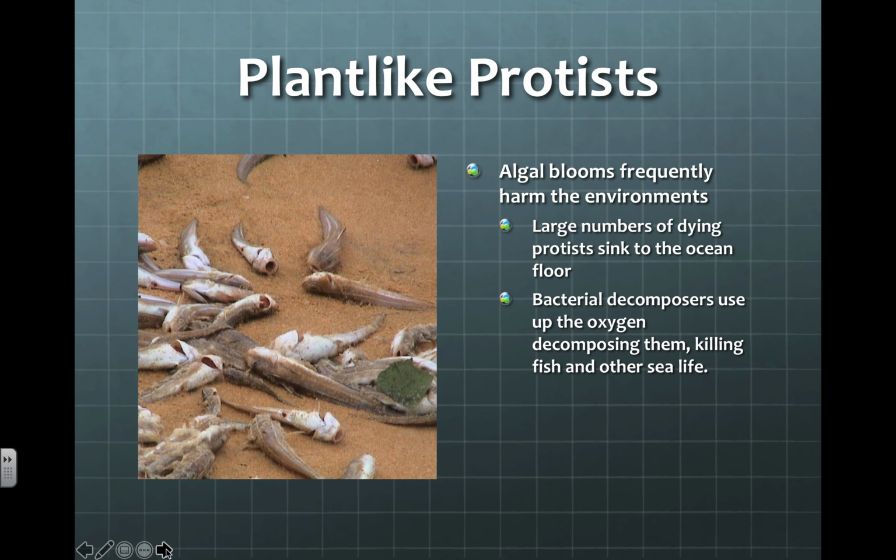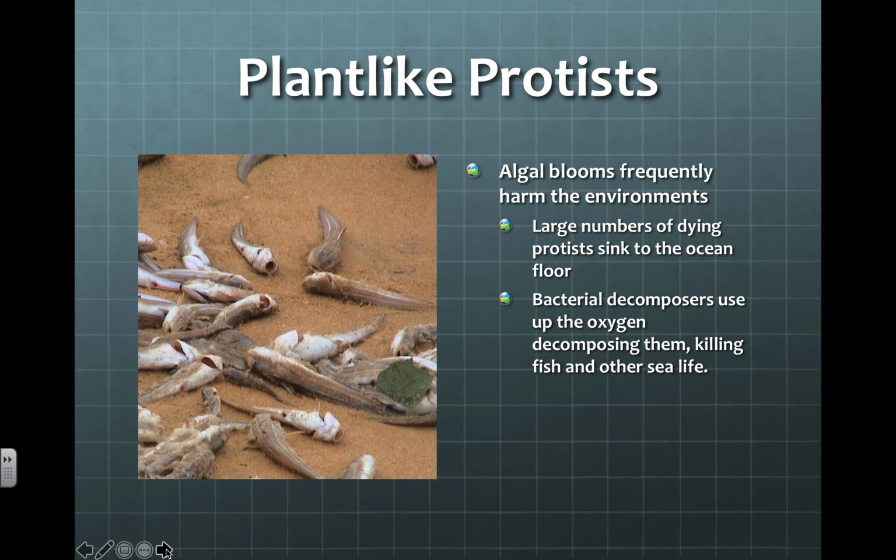The bacterial decomposers use up the oxygen, and when they do, all the oxygen is depleted in the water, and the fish can't get it. And so that's what causes them to die. When we go over the dinoflagellates, the same thing's going to be happening. So when you have a lot of algal bloom, sometimes you can see it, especially in the water, where the top part looks just completely green. And that's due to this overgrowth.